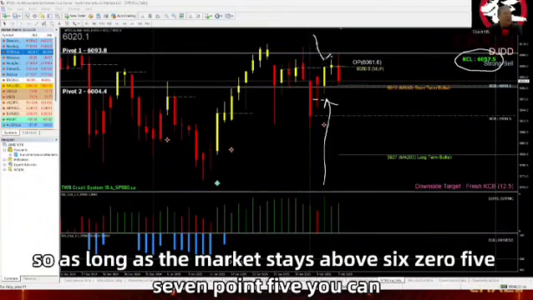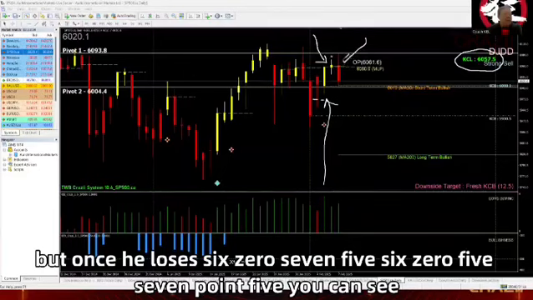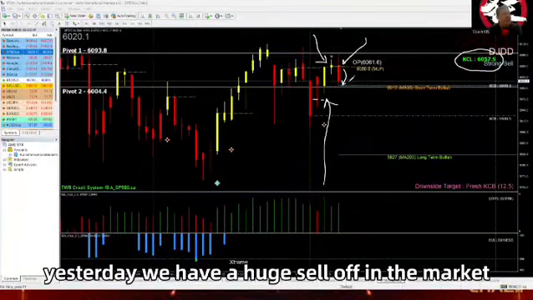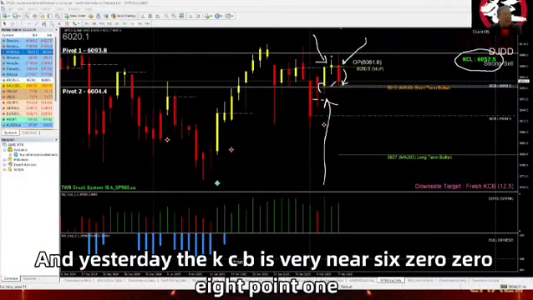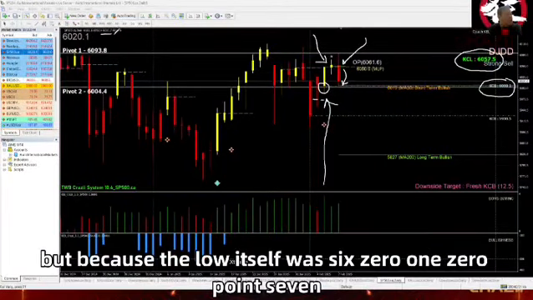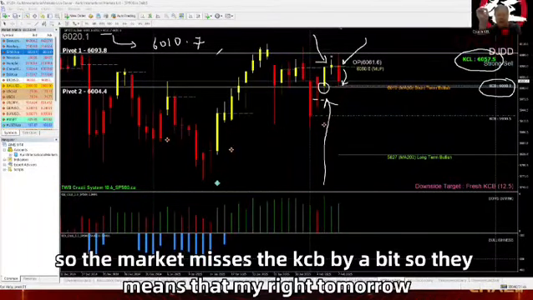As long as the market stays above 6057.5, you can see that the market really goes up. But once it loses 6057.5, you can see that's why yesterday we had a huge sell-off in the market. And yesterday, the KCB is very near 6008.1, but because the low itself was 6010.7, the market misses the KCB by a bit.